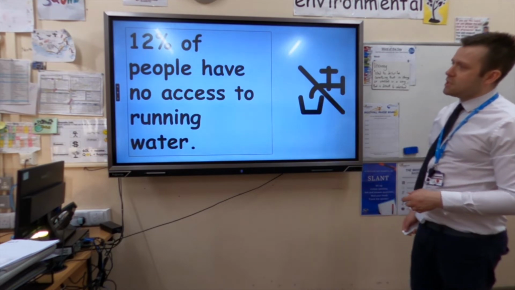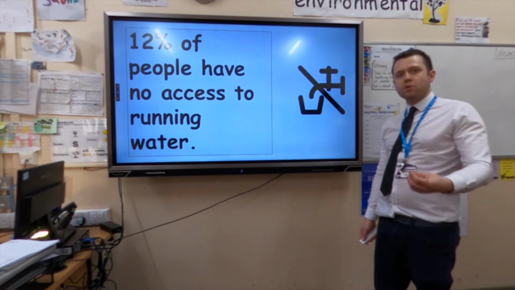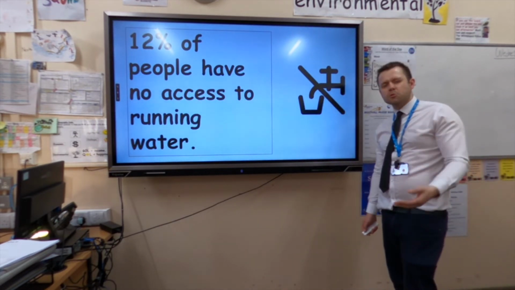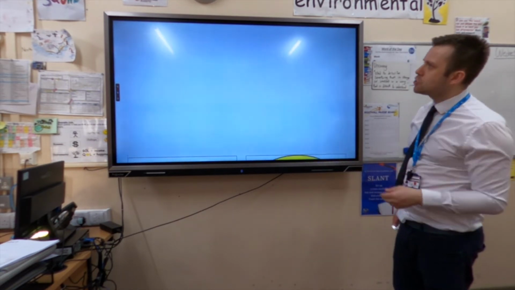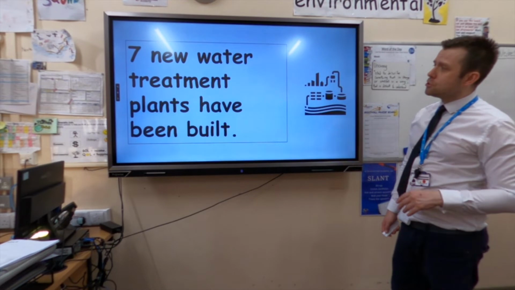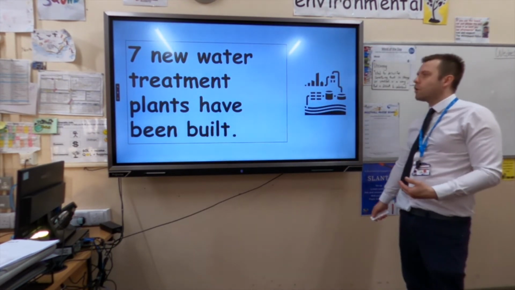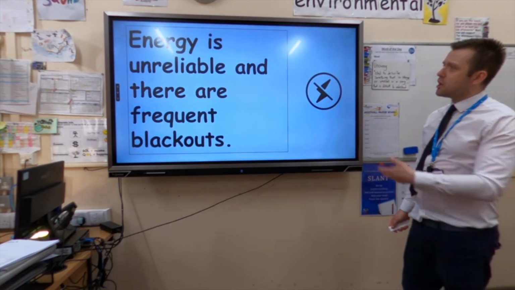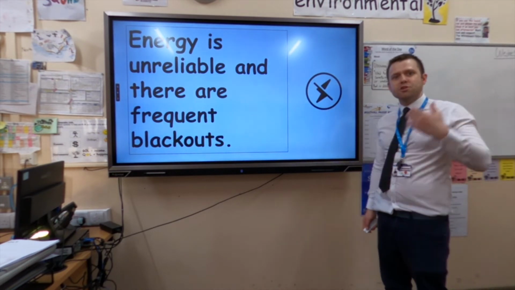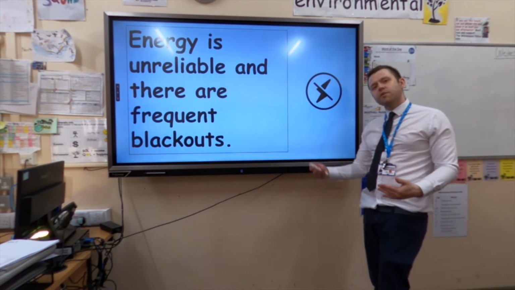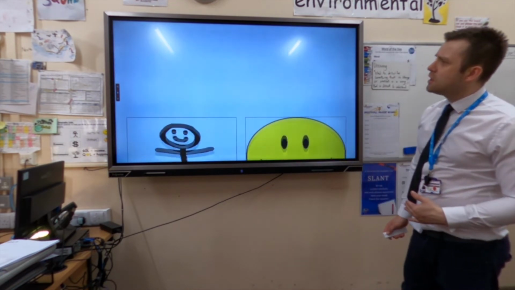Another social challenge is access to running water. 12% of people do not have access to clean running water, and that can cause problems with sanitation and generally quality of life when you're trying to do your cooking, washing, etc. However, as a social opportunity, 7 new water treatment plants have been built in Rio, which will help to solve this problem. Another social challenge is unreliability of energy. There are frequent blackouts, which not only affects day-to-day life, but think of industry, factories trying to make products, and suddenly the energy goes down.